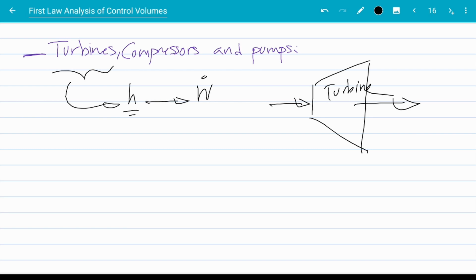The compressor is the opposite. We usually show it like this. The flow enters the broad side and exits from the narrow side.